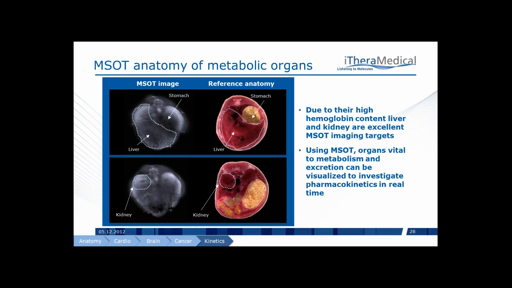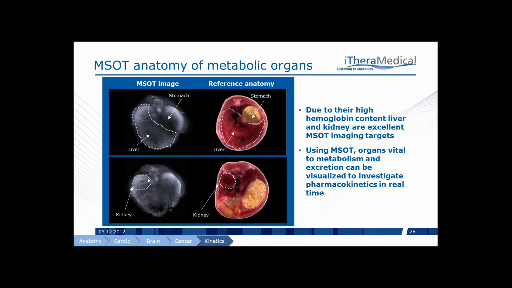In kinetics research, it's important to image metabolic organs, and with MSOT, we can do this very well, as is shown in this slide. Due to the very high hemoglobin content in liver, kidney, and spleen, those organs show up very prominently in optoacoustic images. Here is a cross-section at the liver region of the mouse, and we can clearly see the liver with some microvasculature visible. We can see the spinal cord, aorta, and vena cava as well.